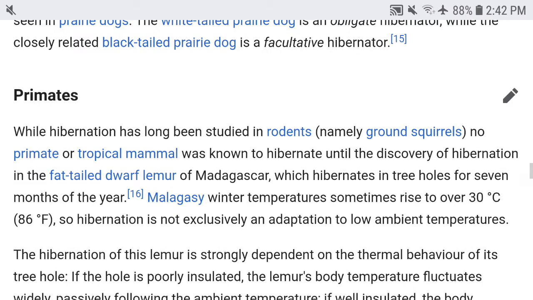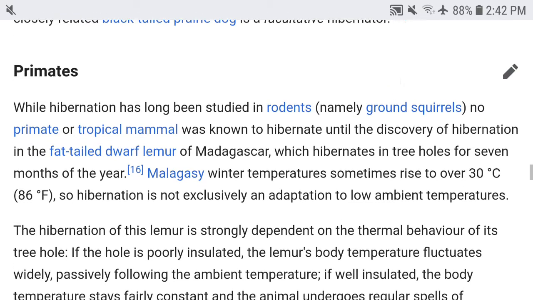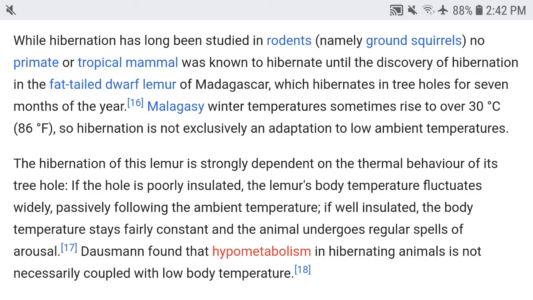And then primates as well. Hibernation has long been studied in rodents. Okay. Primates were not known to hibernate until the discovery of hibernation in the fat-tailed dwarf lemur of Madagascar, which hibernates in tree holes for 7 months of the year. Malagasy winter temperatures sometimes rise to over 30, so hibernation is not exclusively an adaptation to low ambient temperatures. Okay, so the lemur as the primate.